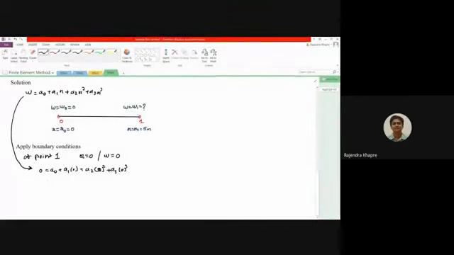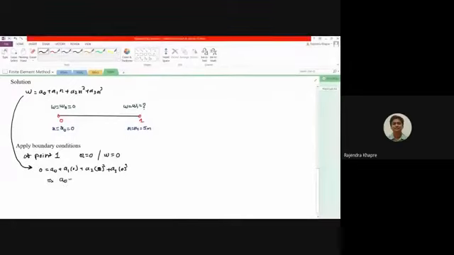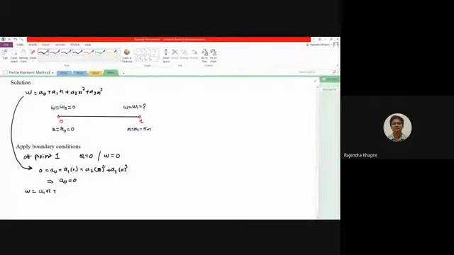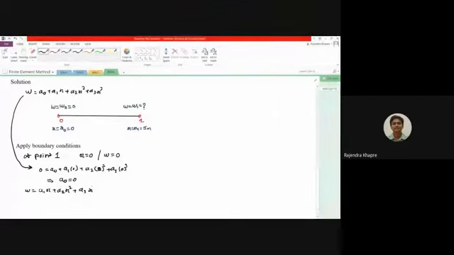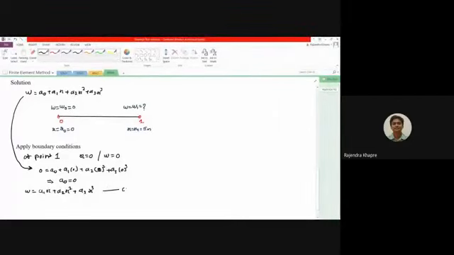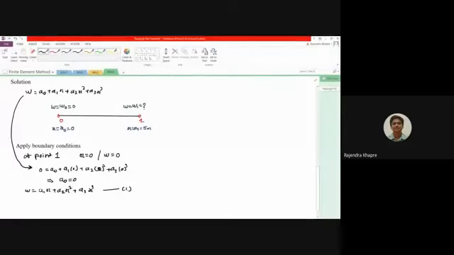So if you solve this, what you are going to get is a0 equals 0. So the final expression of w, that is the deformation in the transverse direction, will now take the shape of a1 into x plus a2 into x square plus a3 into x to the power 3. Let us call this expression number 1.